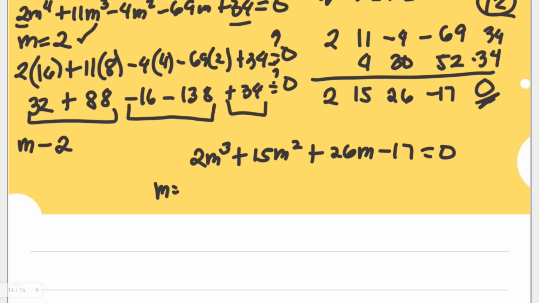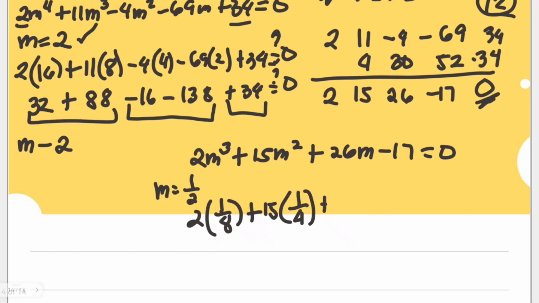Now, what if we try a certain fraction? What if I will try 1/2? Just for the purpose of discussion. So you have 2 times the cube of 1/2, which is 1/8. Okay, plus 15 times the square of 1/2, which is 1/4, plus 26 times 1/2 minus 17. Just introducing fractions because they are also possible here.